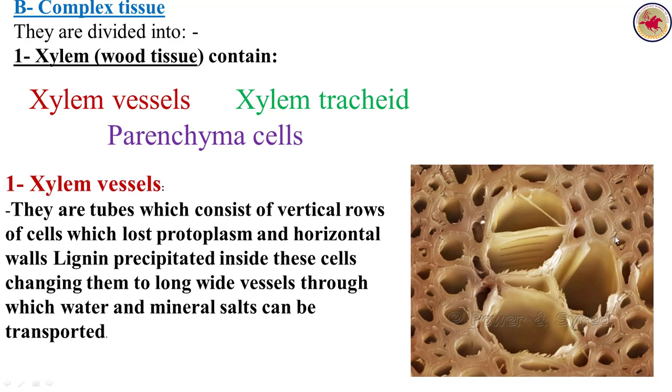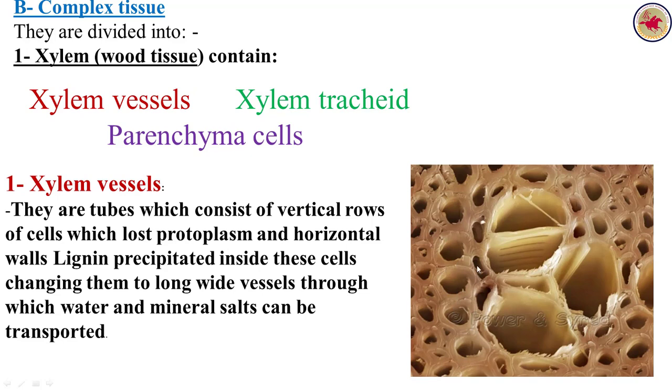First, the vessel. You see here the vessels of xylem are like tubes. These tubes previously were cells. The separating wall between those cells disappeared, and the protoplasm, meaning the nucleus and cytoplasm, also vanished, so they turned into an empty vascular tube.